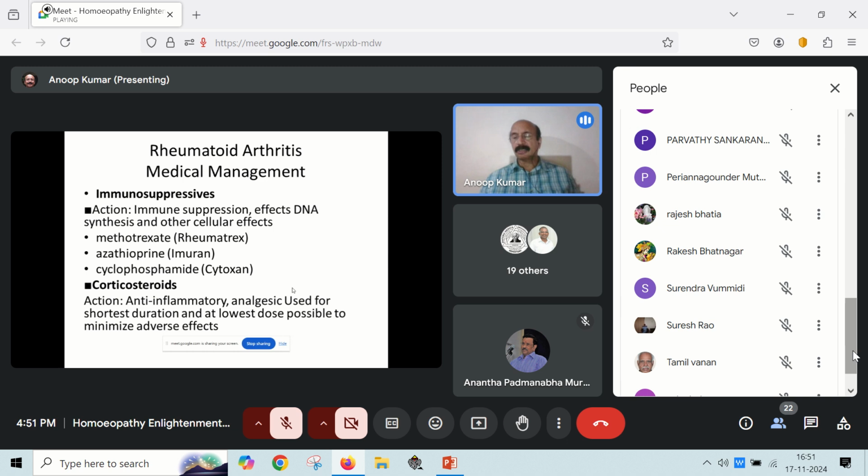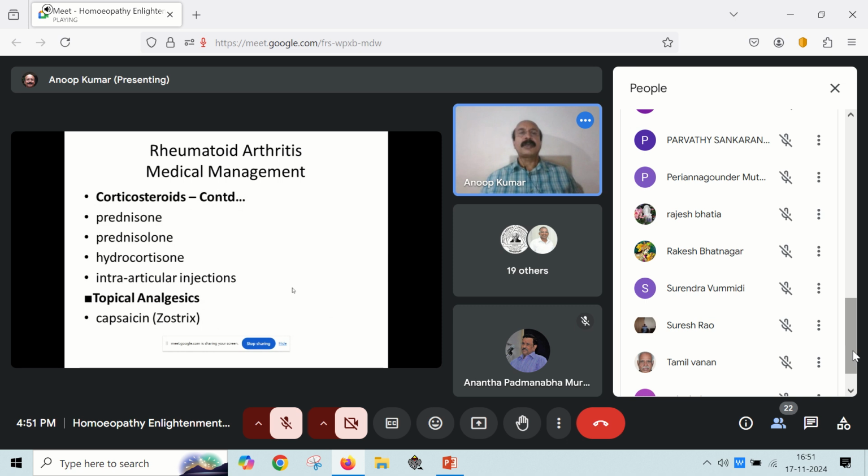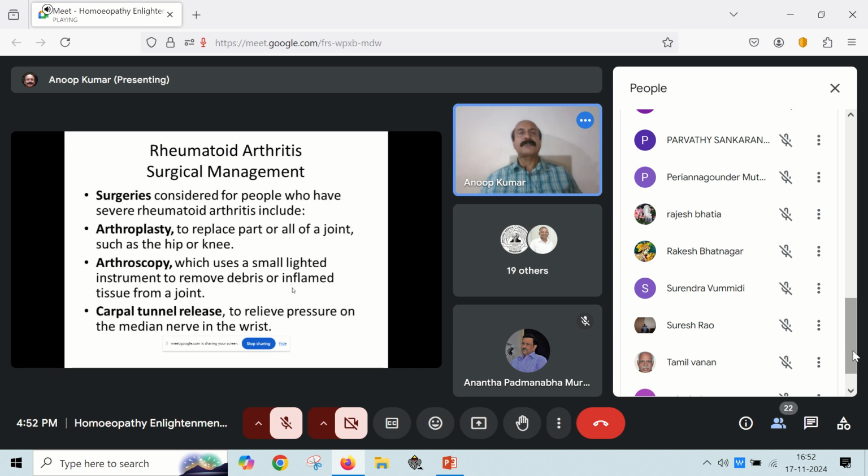rheumatoid arthritis. So these which we spoke of are all allopathic methods. We will not be able to assess it here. You will see what homeopathy will do after this. So corticosteroids and topical analgesics like capsaicin are there, which we can apply and you will feel better. So external application is also there.